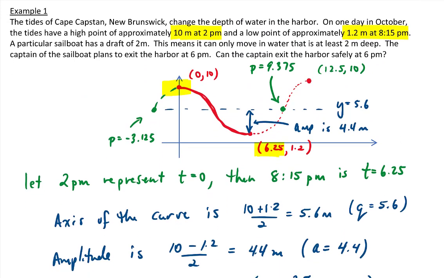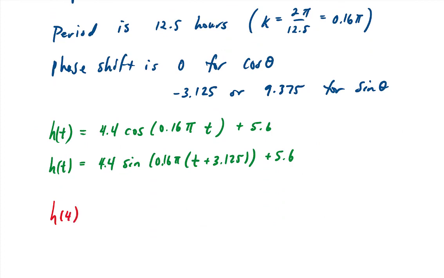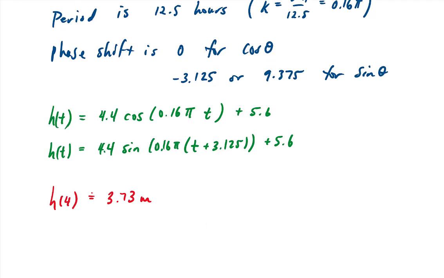So let's go back to our question. Can the captain exit the harbor safely at 6 p.m.? 6 p.m. is 4 hours after 2 p.m., so we're going to sub that into our equation and see whether or not the draft of the sailboat, which is 2 meters, can pass through the harbor. We sub in 4 for t into either the sine equation or the cosine equation, and it shouldn't matter which one you use. When I tried them both, I ended up with 3.73 meters, which is definitely deeper than the draft of the sailboat, which is 2 meters. So therefore, the sailboat can make it through the harbor safely at 6 p.m.